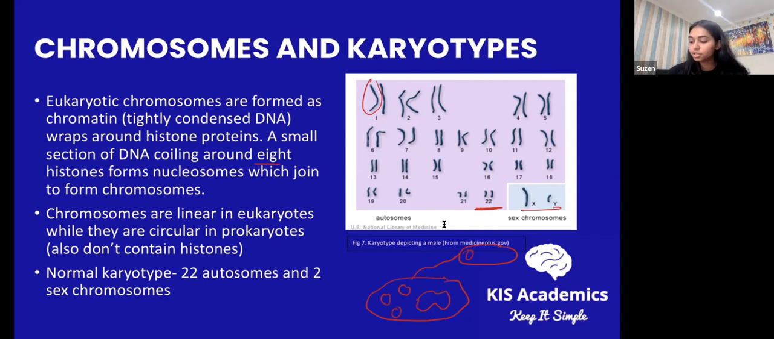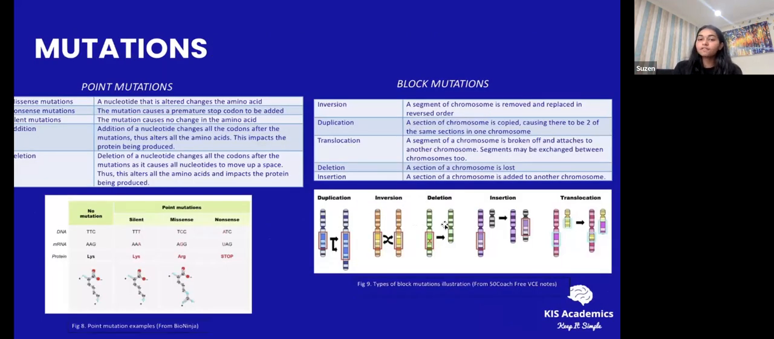Okay, so going back to our karyotypes, a normal karyotype, as we can see, will have 23 pairs of chromosomes, 22 autosomes and 2 sex chromosomes. And now looking at mutations, you can have 2 types of mutations overall: point mutations or block mutations. Under point mutations, you have missense, nonsense, silent, and addition and deletion. Point mutations deal with one nucleotide being impacted, and block mutations deal with an entire chunk of chromosome being impacted.